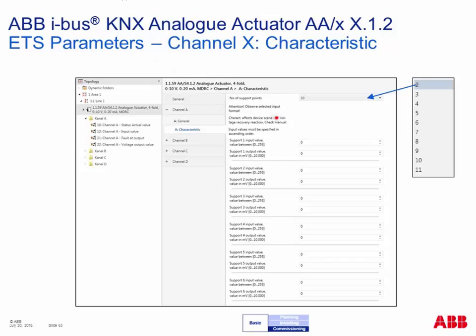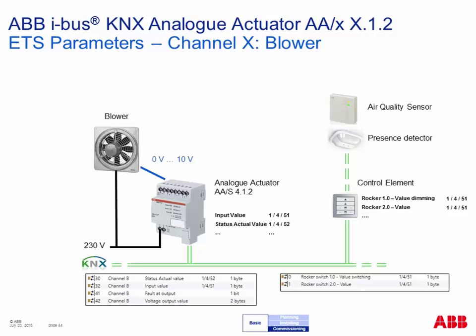So very nice features here when we want to change the characteristic, for example, of the output signal, which I will show you later, then we can have here the parameters of up to 11 value pairs. We can set the parameters. So now in our example, you remember before, we had our blower, and the blower should be controlled via analog signal. How do we create our group addresses and link them?